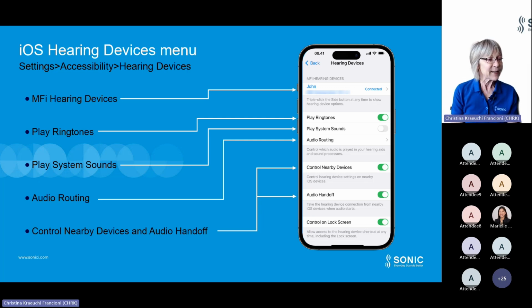Then we have another menu, which is control nearby devices and audio handoff. These two options are for controlling the hearing aids which your hearing aid user is using on other Apple devices and receiving audio from other connected iOS devices. We will have a look a bit deeper into this in a few moments.